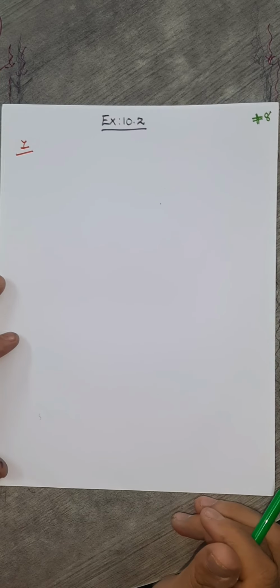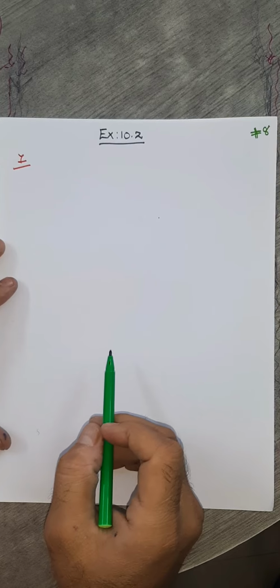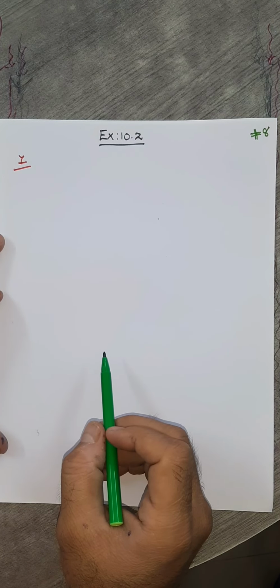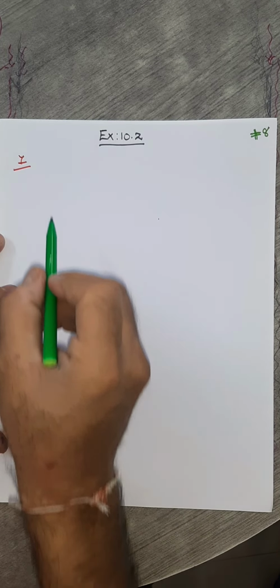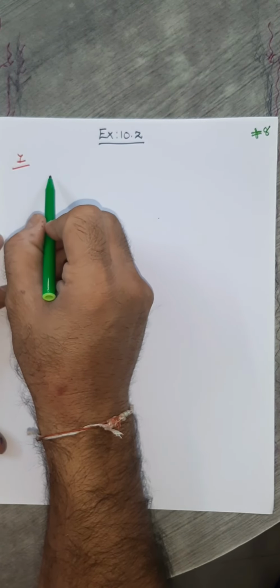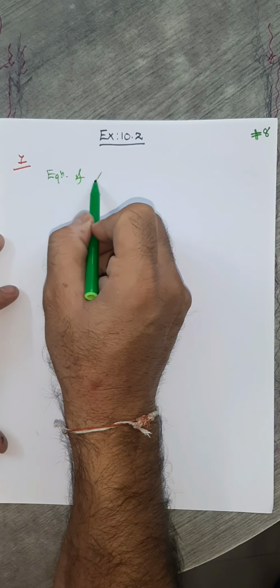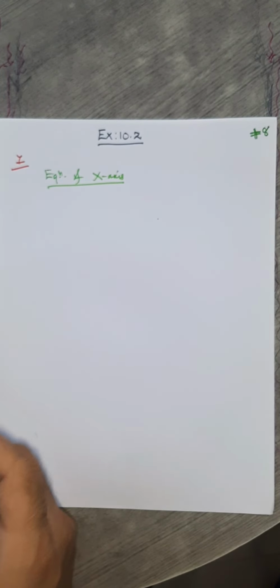Okay, so after discussing various forms, now we go to exercise 10.2, the first question. In fact, questions 1 to 8. Find the equation of the line which satisfies the given conditions. So in the first one, you are asked for the equation of the x-axis.